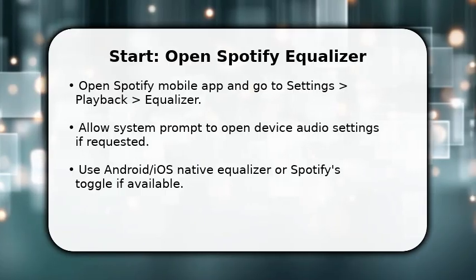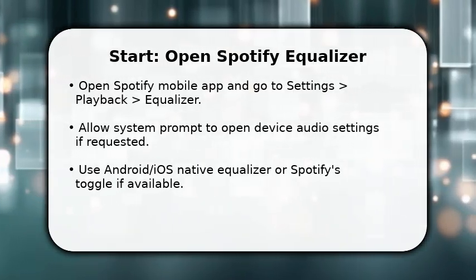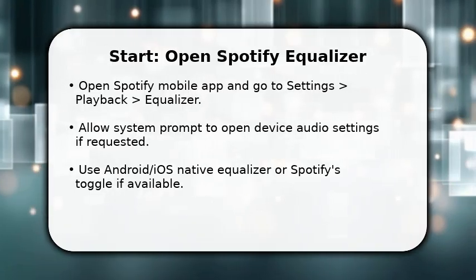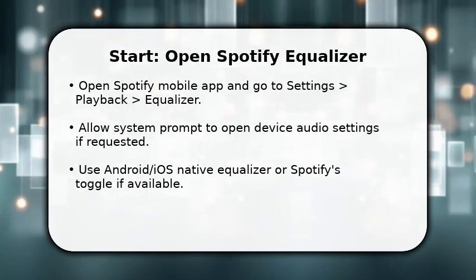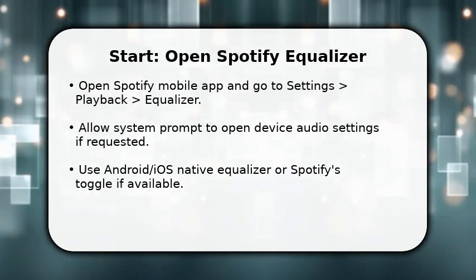If your device shows Spotify's built-in controls, enable them. Otherwise, the system equalizer will appear. You do this because the equalizer only works when the audio engine is active. Once you see sliders or presets, you're ready to tune frequencies for clearer vocals or deeper bass.